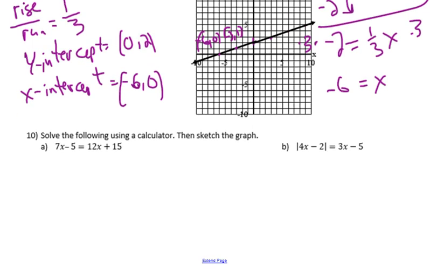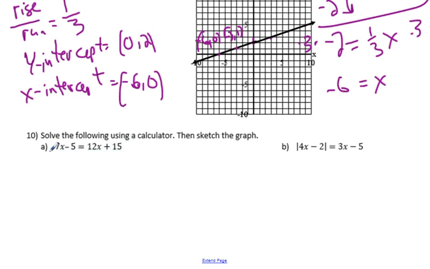Okay, so next we're going to solve using a graphing calculator, or a calculator. Then we're going to sketch the graph. So this is an equation with variables on both sides. We could solve it by algebra, but it's a little bit easier to solve it with a calculator.